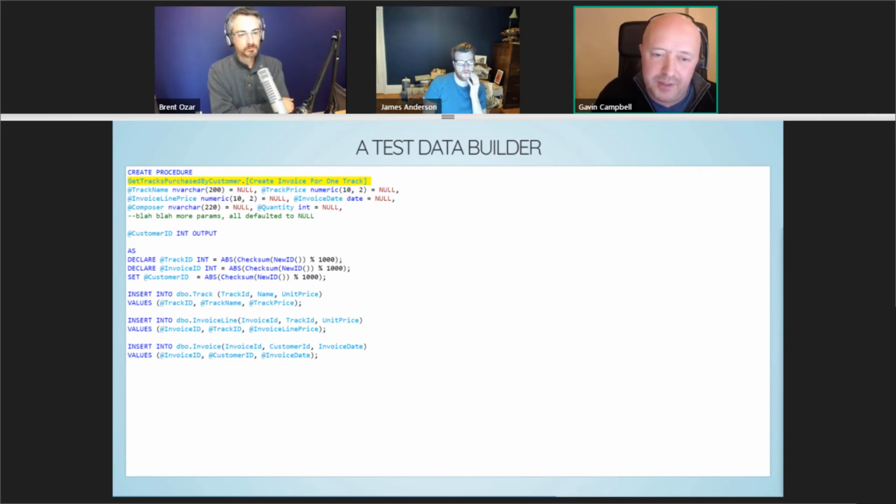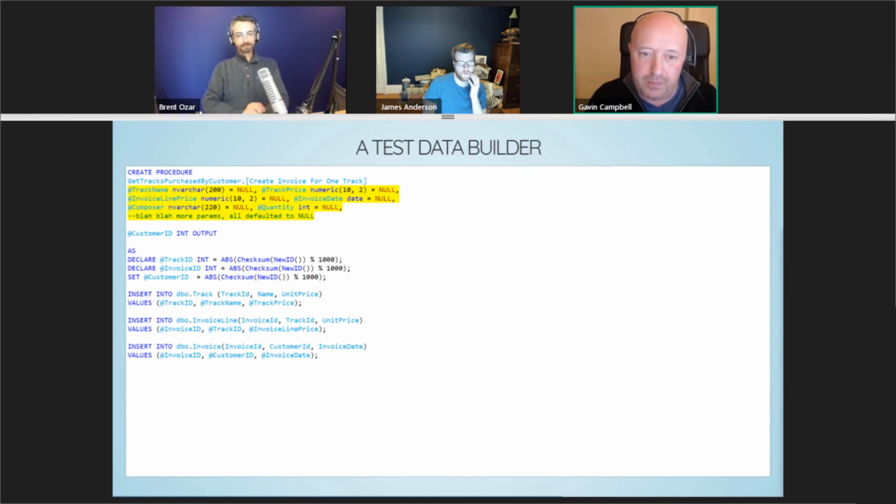Test data builders are characterized by having a whole load of optional parameters. What we do with these optional parameters is we define one for every column of every table we're interested in for this test. All of them are optional because they all have a default, and the default is always null.